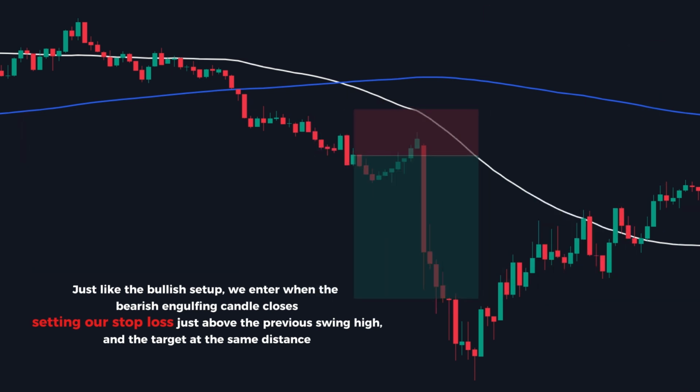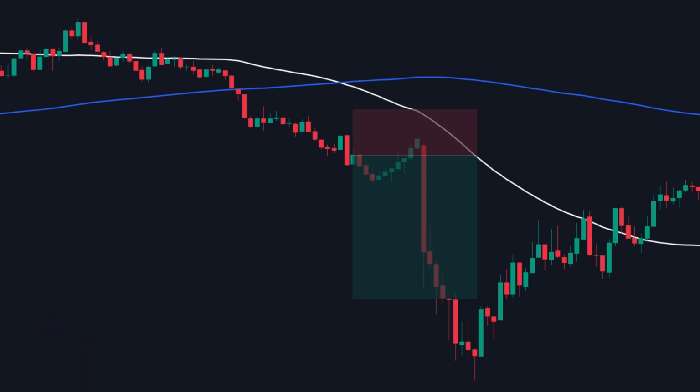To protect our position, we set the stop loss just above the previous swing high. This ensures we have a defined level of risk while allowing the trade enough room to breathe. Our profit target, maintaining a 1-3 risk-to-reward ratio.